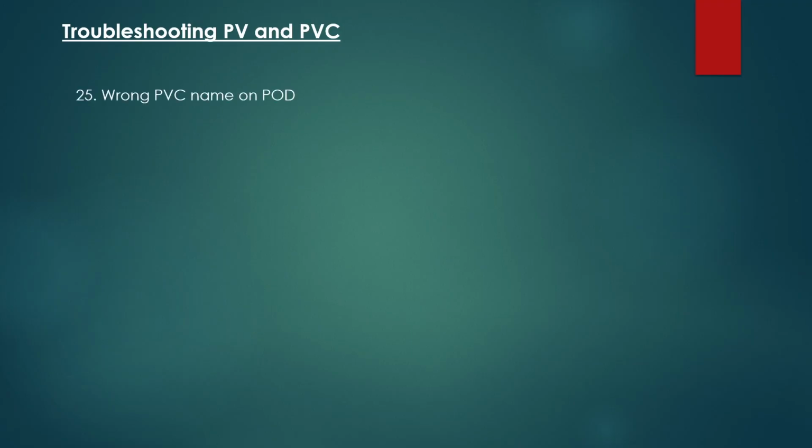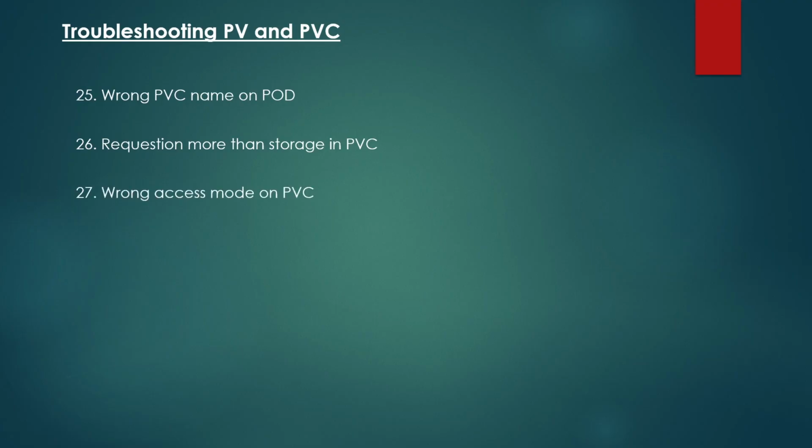In this section, we will focus on troubleshooting persistent volume mounts. The first question will address an issue where the persistent volume claim, PVC, is incorrectly specified in a pod. The second question will cover a scenario where the PVC requests more storage than the persistent volume can provide. The third question will relate to the access mode of a persistent volume.